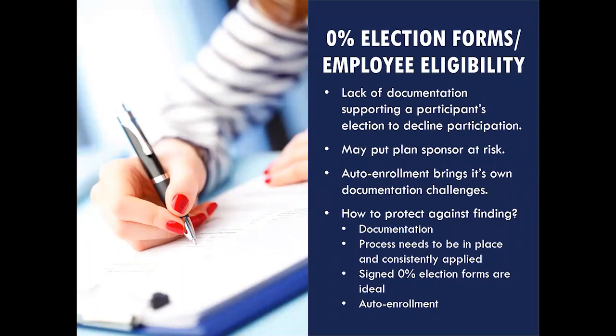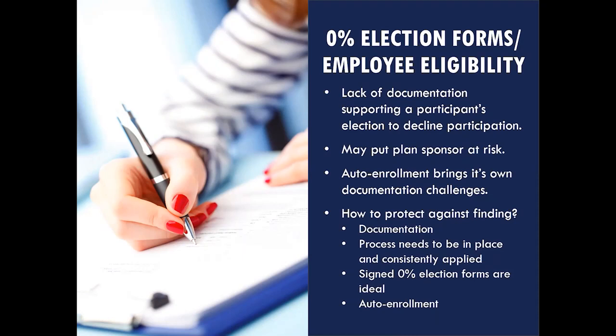On the topic of 0% election forms and employee eligibility, particularly in plans where there's an age requirement to participate in the plan or there's a service requirement period that must be met, it's important to have a documented process on how employees are notified of their eligibility to participate in the plan. As part of our testing, we look to see that those participants who are eligible but are choosing not to participate have actually declined participation. This is best supported by a signed election form stating that the participant does not want to participate.